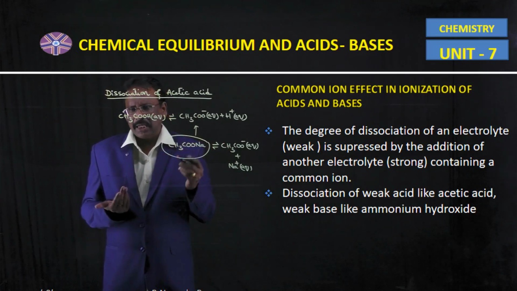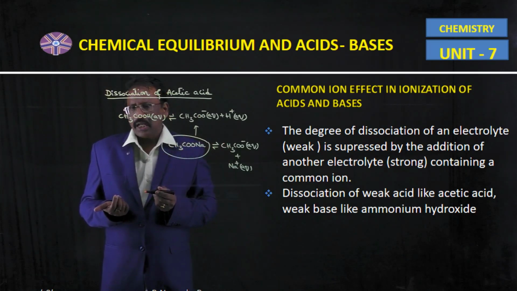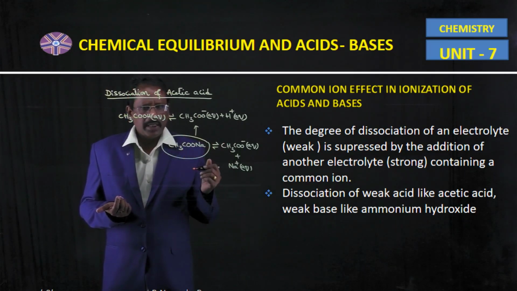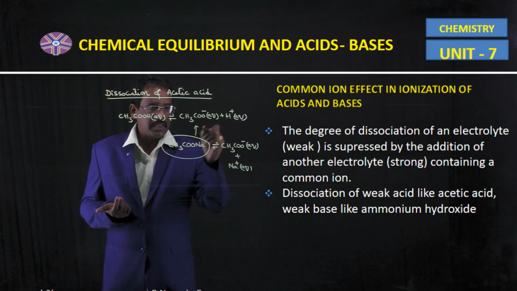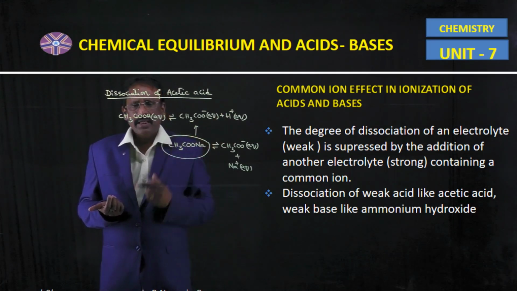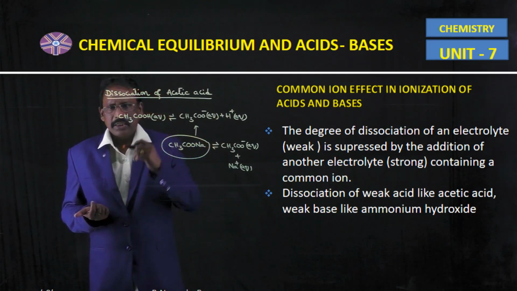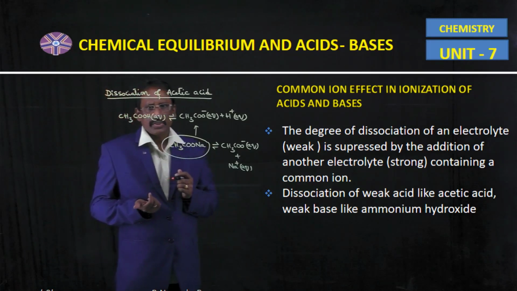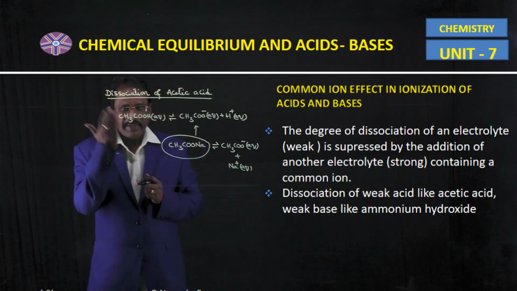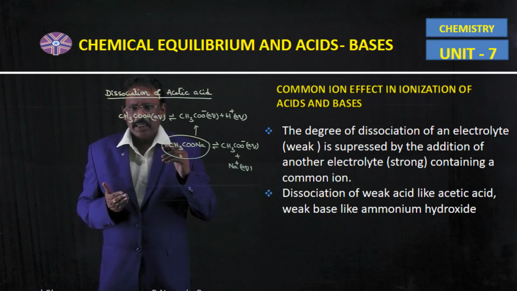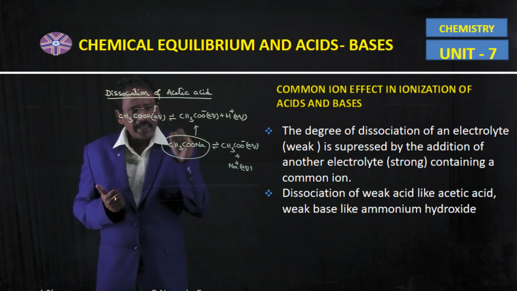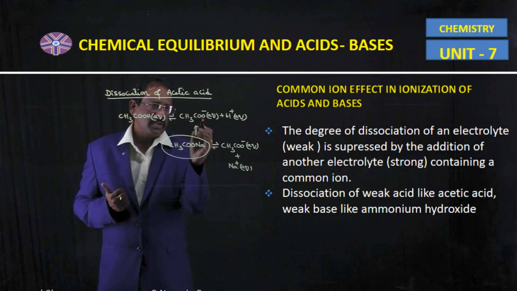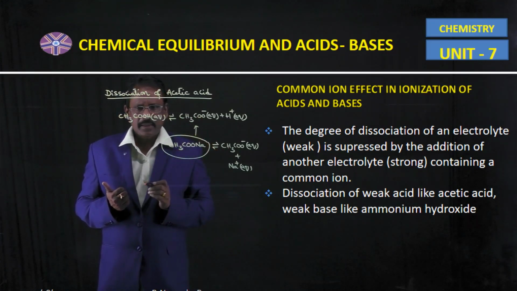Suppose you add HCl, it also acts as a very strong electrolyte. HCl contains H plus ions. Now this H plus and H plus are common ions. That's why in this case also the degree of dissociation of this weak acid is further reduced by the addition of a strong electrolyte which contains a common ion. So these two are common ions.